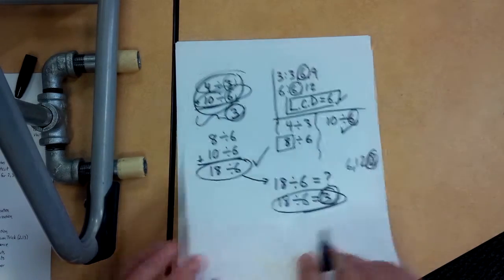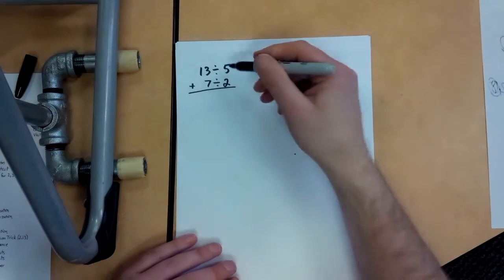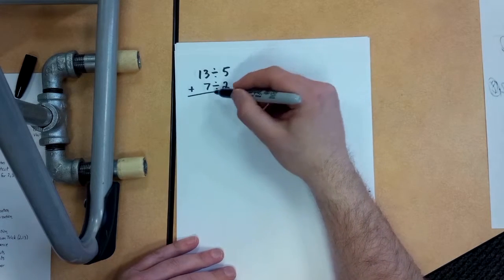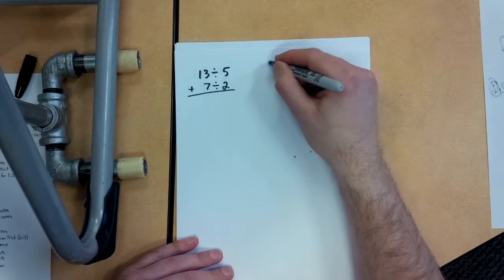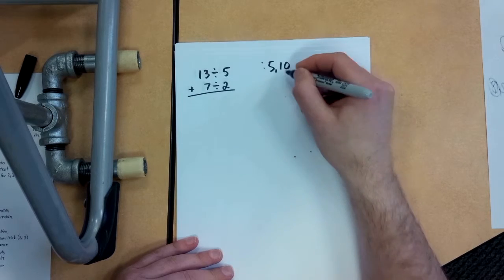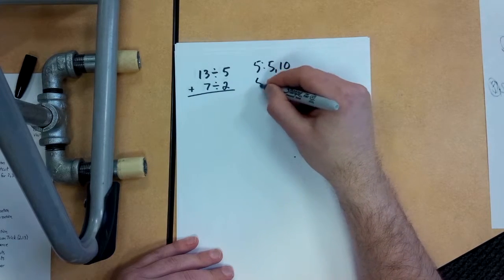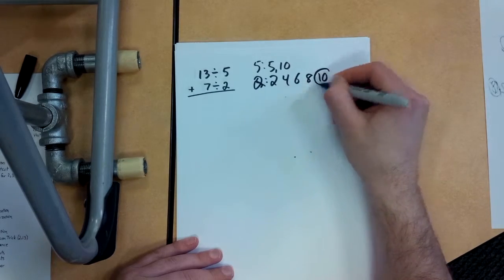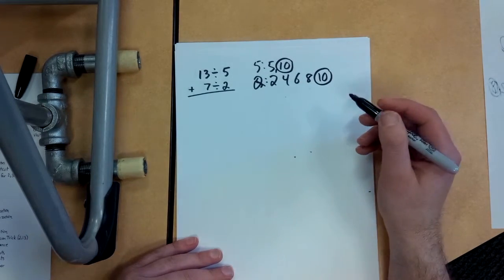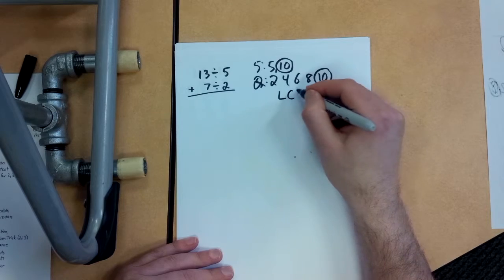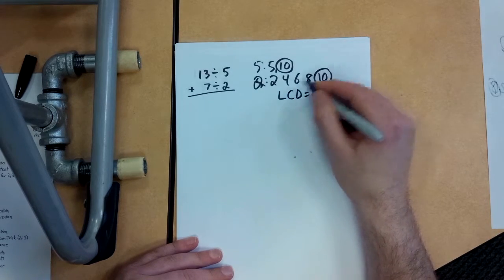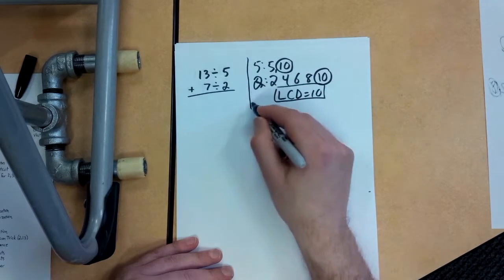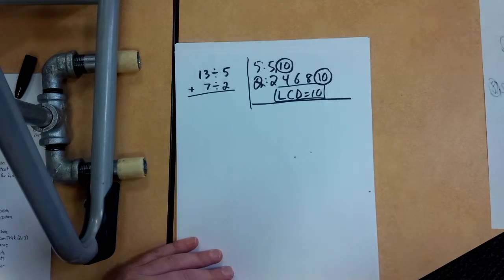Okay, let's try another one here. So here I have an action of divide by 5 and an action of divide by 2. So I'm going to make those skip count lists again. Now I saw an even number there for 5, so I'm going to just skip count by 2: 4, 6, 8, 10. I know that 10 is going to be the first one. So I know my lowest common divisor is 10. I'm going to state that. That's the first part of my work there.